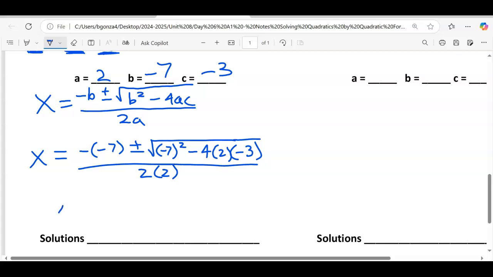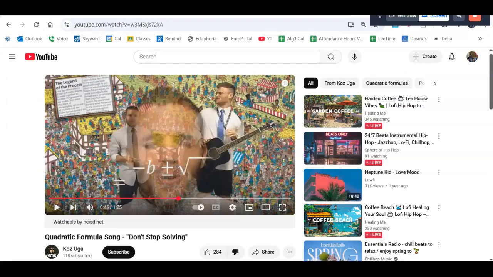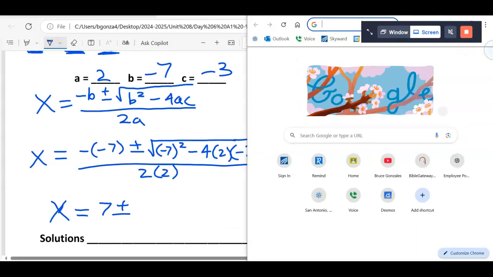So here we go. X equals, now if you have a negative, negative 7, the negatives cancel out, and it's just 7, plus or minus, and then this thing, what's under the square root, we need to figure out what that is, okay? So we're going to take this, and we're going to use Desmos.